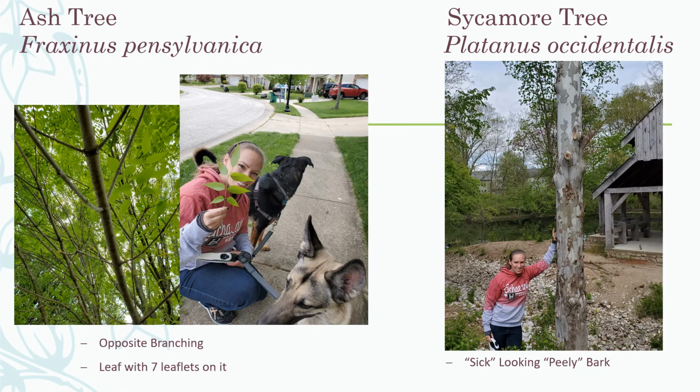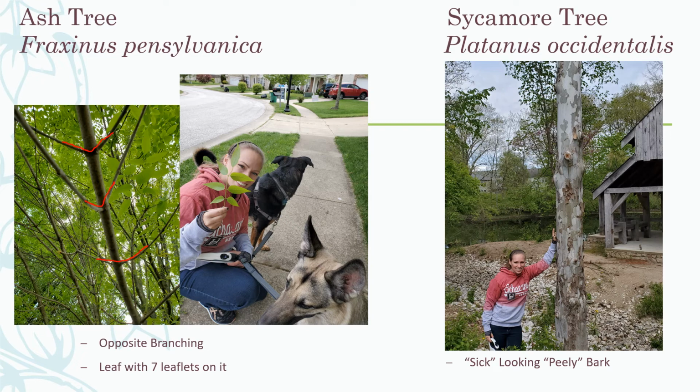Then an ash tree in our neighborhood, it's called Fraxinus pennsylvanica. If you looked at the branching of the tree, you would notice that it is opposite branching, so I'll draw those in now. You see the little twigs coming off the main branch at opposite points. That's a big flag that says, okay, this is one of the few trees that fall within our opposite group. Then I have the leaf in my hand. That is one entire leaf with 7 little leaflets on it.